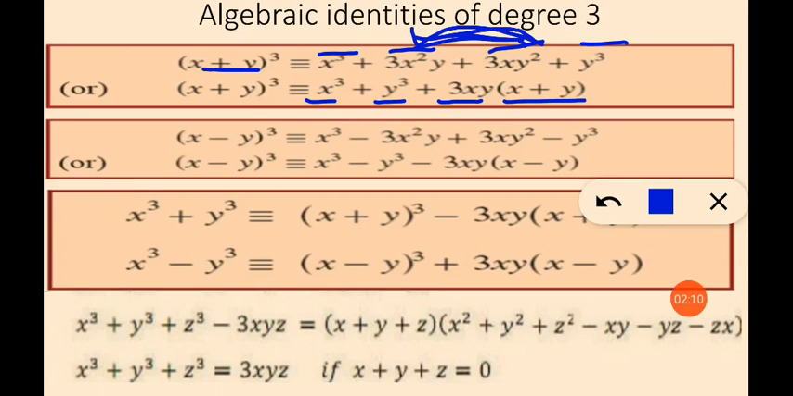Similarly we have for (x minus y) whole cube also: x cube minus y cube minus 3xy multiplied by (x minus y). Remember, when it is plus, everywhere it is plus. When negative, everywhere it is negative in the common.